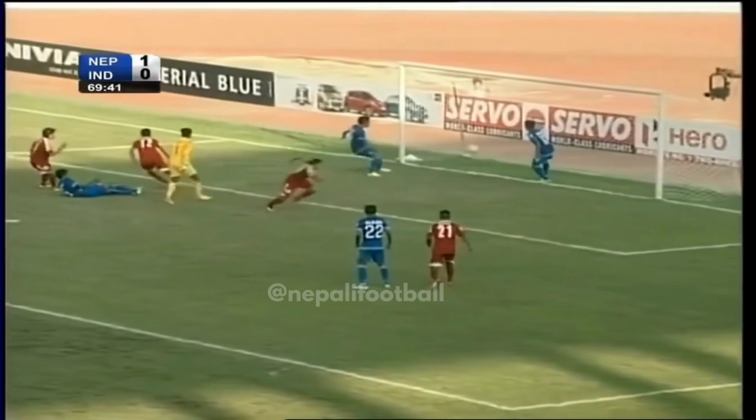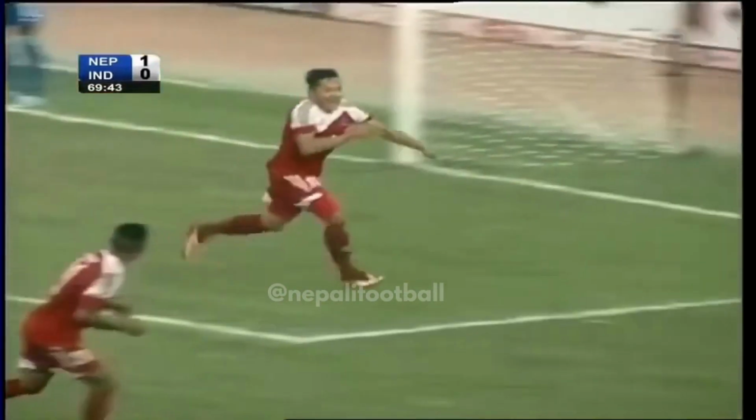Here's the free kick from Sandeep Rai. Goalkeeper comes up for the ball. Goes against the crossbar and it's tipped in by Anil Gurram.